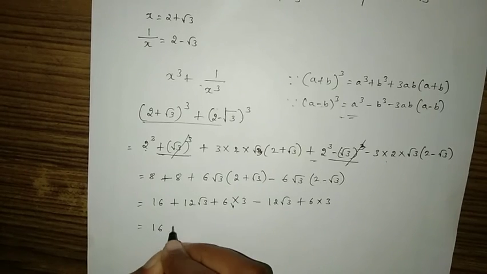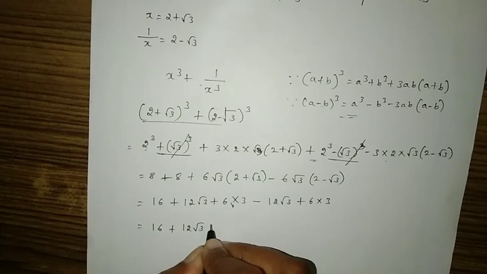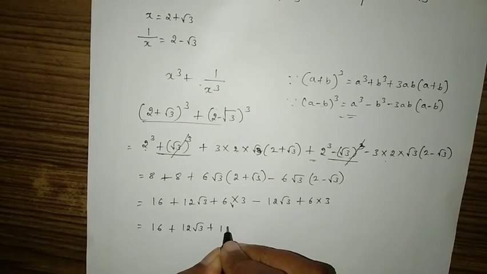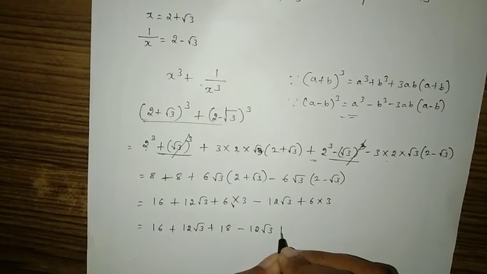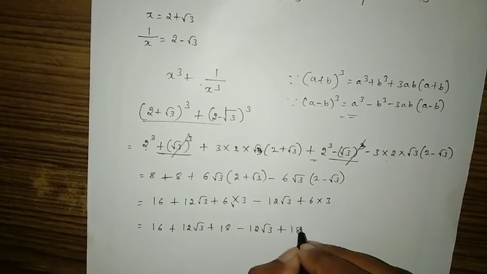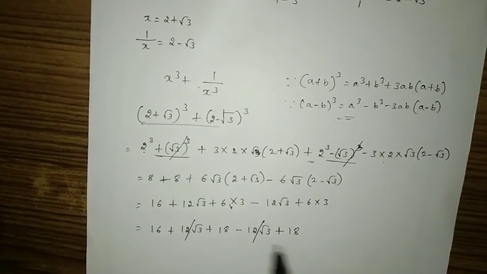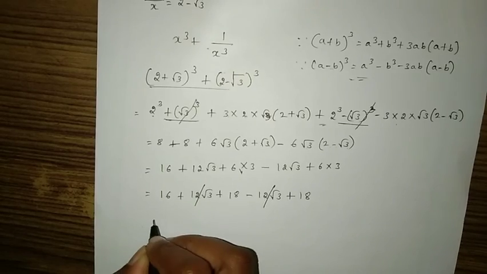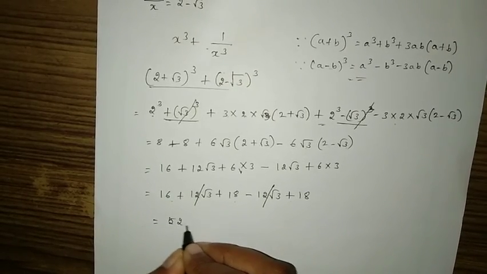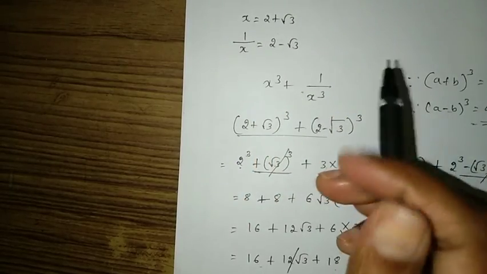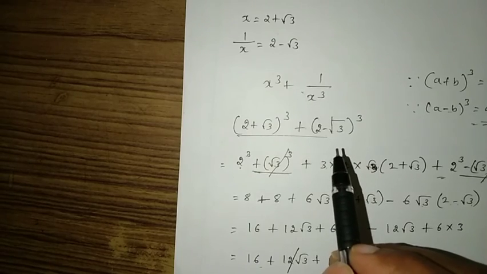So 16 plus 12 root 3 plus 6 3s are 18, minus 12 root 3 plus 6 3s are 18. So what we can do is cancel this term. So we have to add this. We get 52. So in this part we covered some formulas and we solved problems and we solved the exercise problems also.